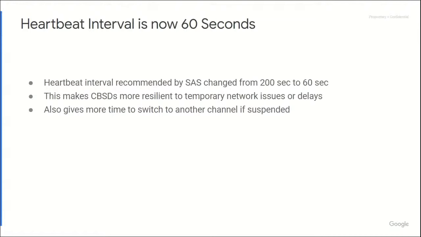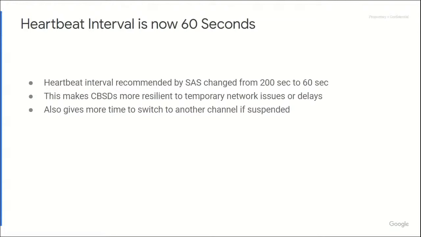The reason we did this is it makes CBSDs more resilient to temporary network issues or delays. So we were seeing situations where some CBSDs who were connectivity challenged, even for a moment, when we set that heartbeat interval to 200 seconds, it wasn't giving them enough time to do things like reestablish the heartbeat or switch to another channel if they'd been suspended. So we took a really deep look at this and decided the best thing to do was to decrease the heartbeat interval that we recommend to CBSDs.